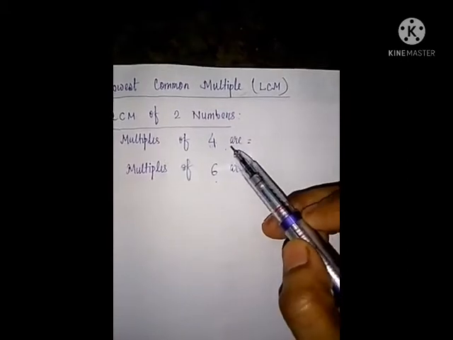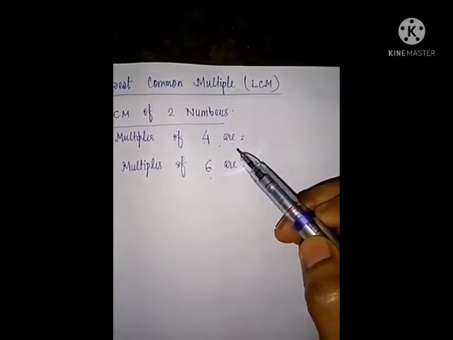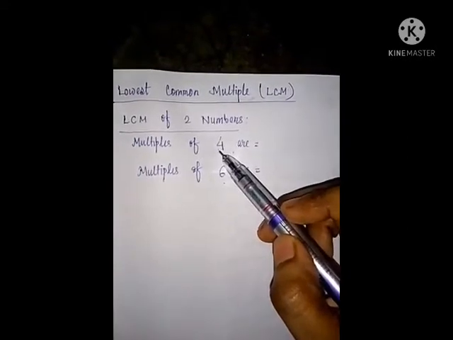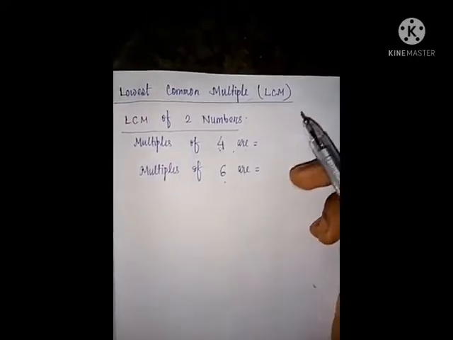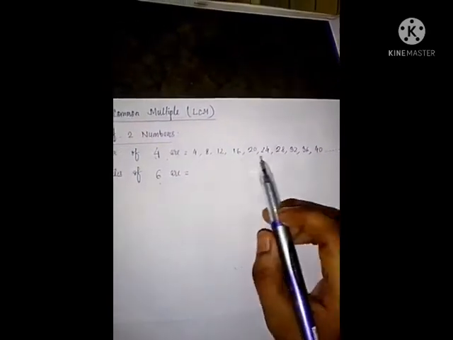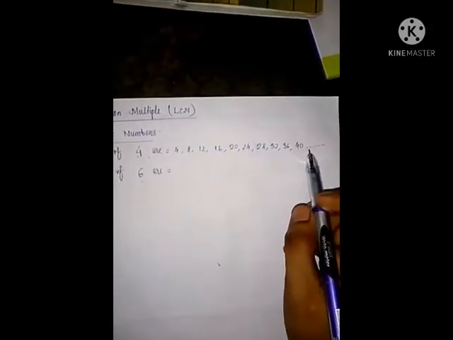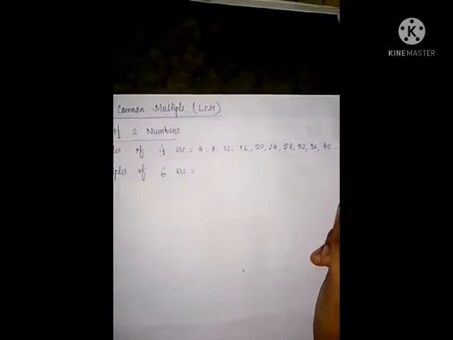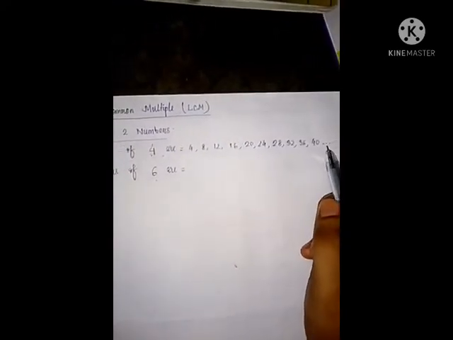See, multiples of 4 are, first of all, we have to write down a few multiples of 4. We will write up to the 10th multiple, okay? And see, these are the 10 multiples of 4. Further, we can find many multiples like this, but this is not necessary. Okay, this is enough.